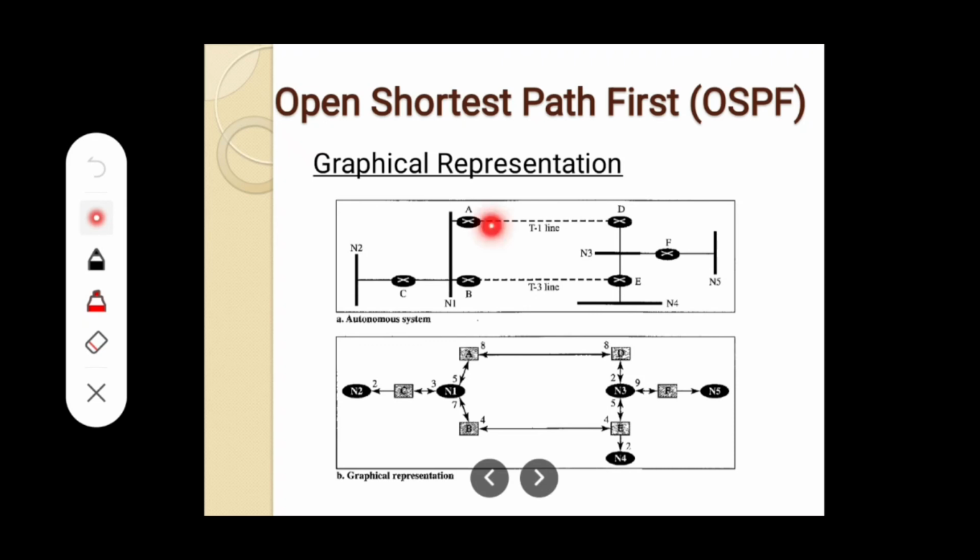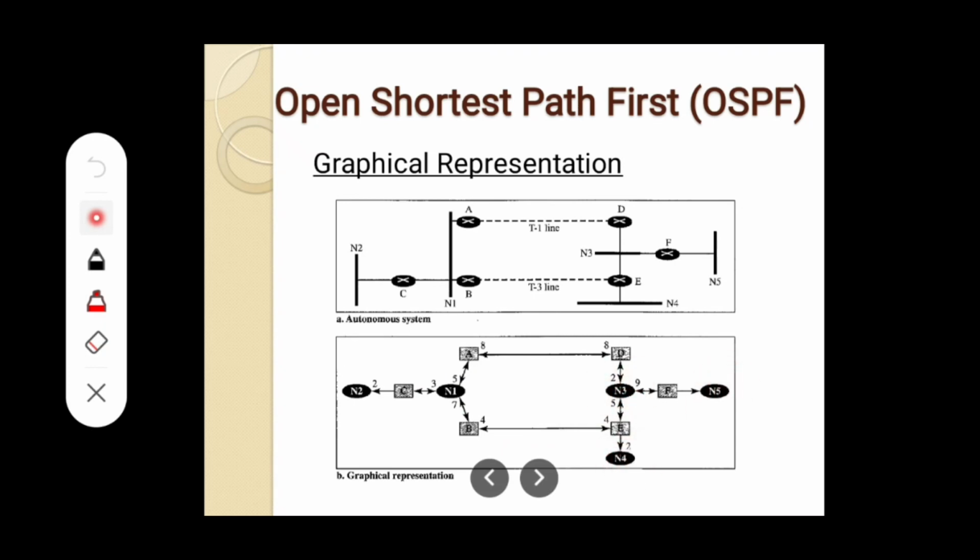So totally we are having 7 networks, and how many routers? 1, 2, 3, 4, 5, 6, so 6 routers. This autonomous system can be represented graphically like this. The square boxes represent routers, and the oval shapes represent the networks. So network 2, network 1, network 3, 5, 4.